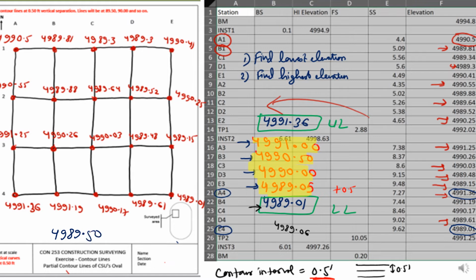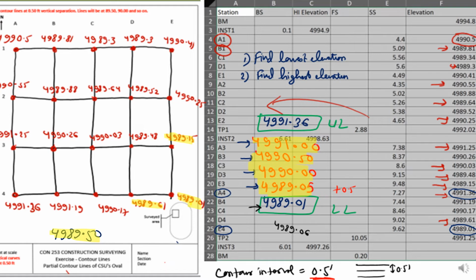right? And you can see that the contour line will enter from one of the sides of this rectangular grid and will exit from the other. So let's try to analyze each of these. So let's take these elevations first. So this is 4989.15, 4989.01. Both of these are smaller than 4989.5, so my contour line will never pass through these, but it will pass between these because this is 4989.6, 4989.01.